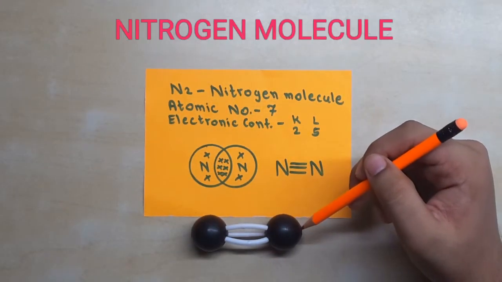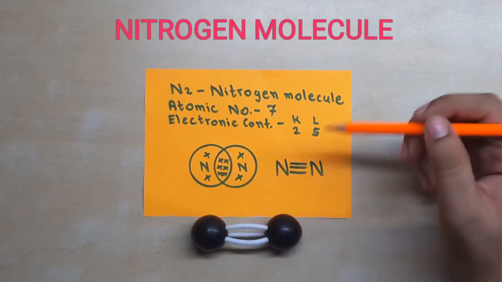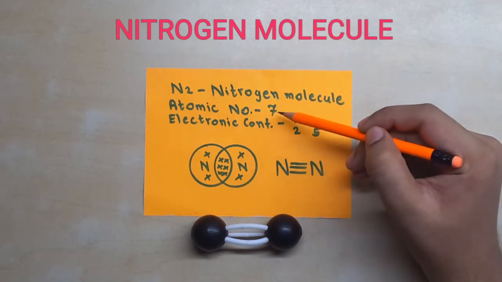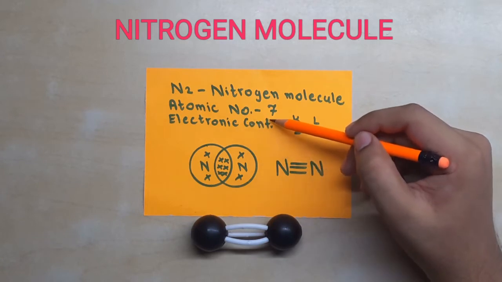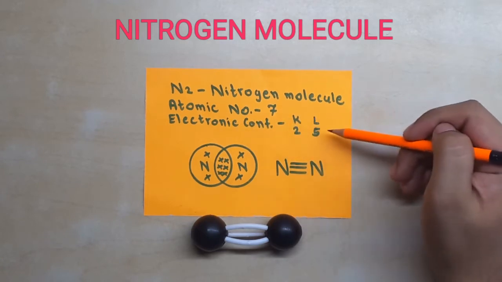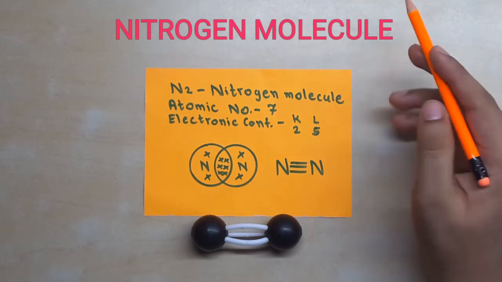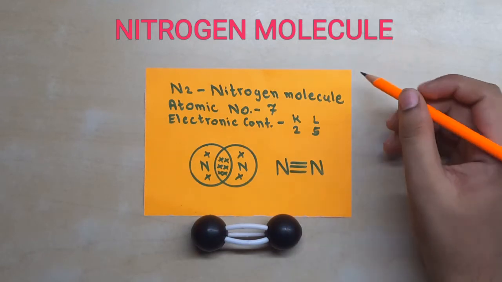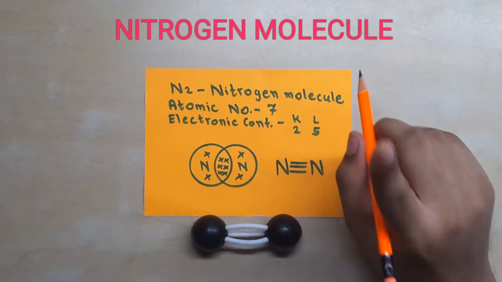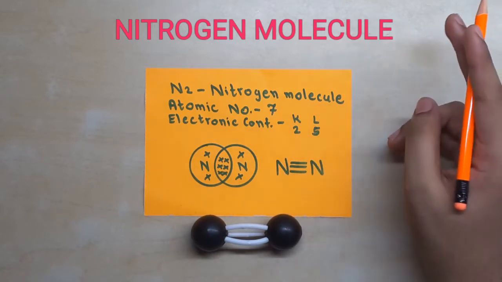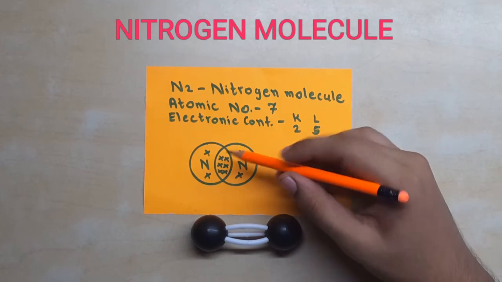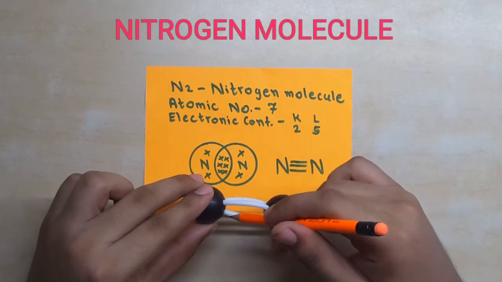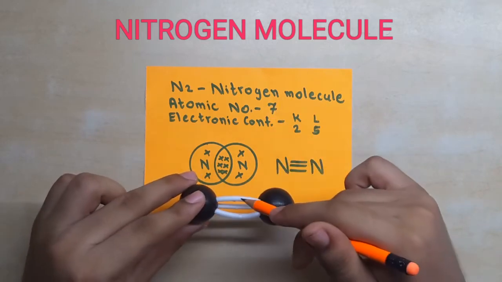This here is a nitrogen molecule or nitrogen gas. Its molecular formula is N2. Atomic number of nitrogen is 7. Its electronic configuration is 2 electrons in K shell and 5 electrons in L shell. Thus, nitrogen requires 3 electrons to complete its octet. Thus, each nitrogen atom combines with another nitrogen atom and shares 6 electrons in total between them. It means it forms a triple bond, 1, 2 and 3.